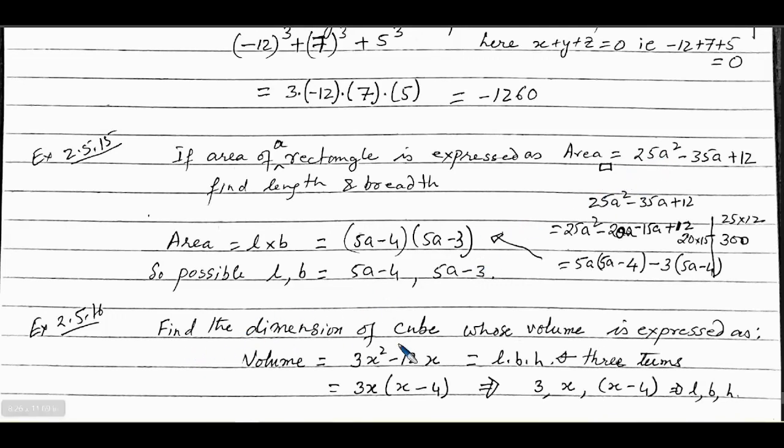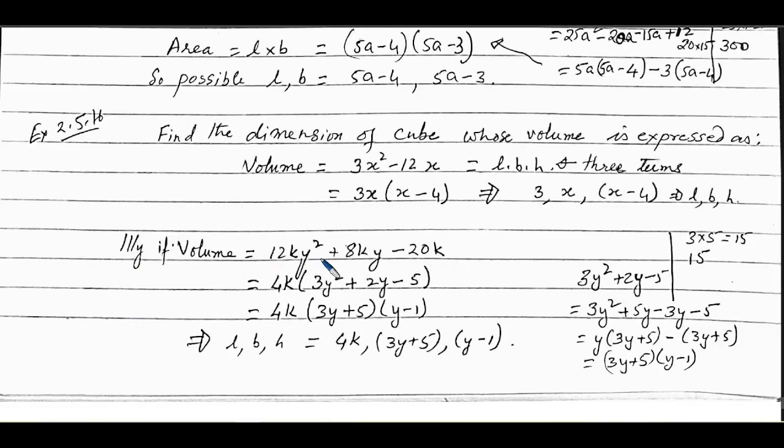Then finally find the dimensions of a cuboid whose volume is expressed as this. So volume will have length, breadth and height. So I again factorize and simplify it. 3x is common, I write x minus 4. So I require three factors. One is 3, then another one is x and x minus 4. So this can be length, breadth.